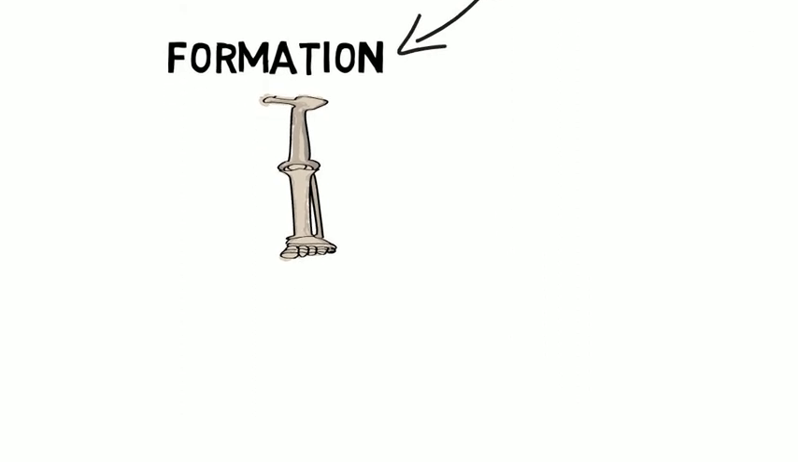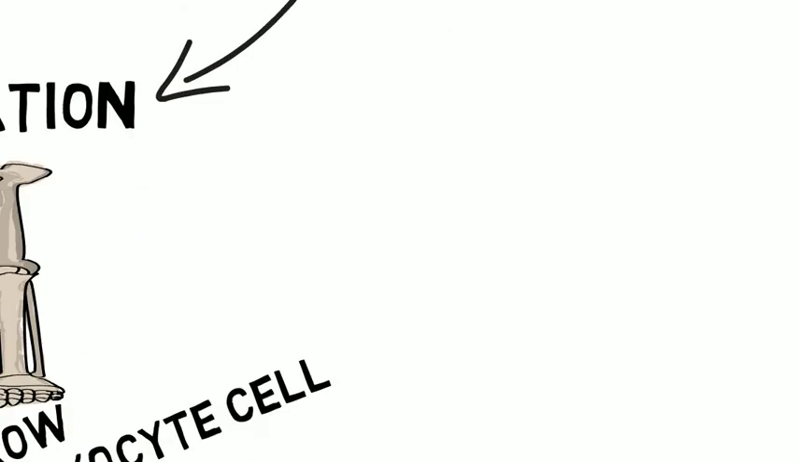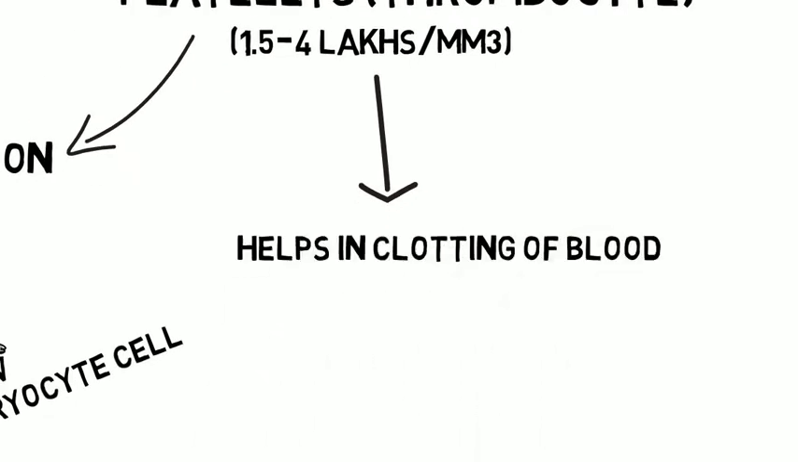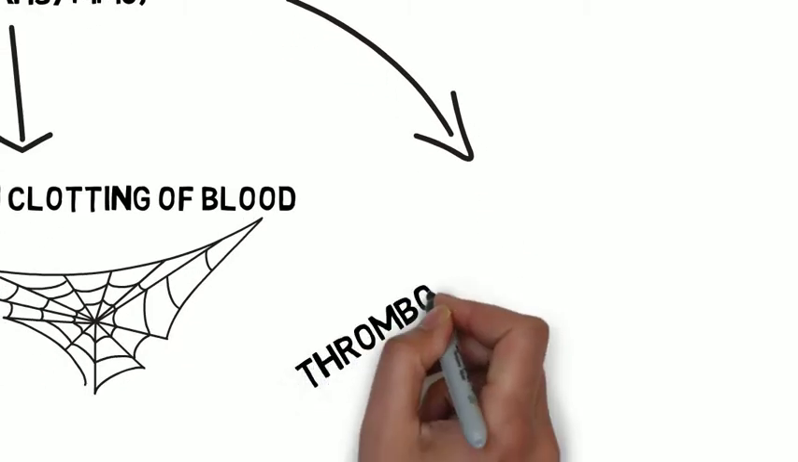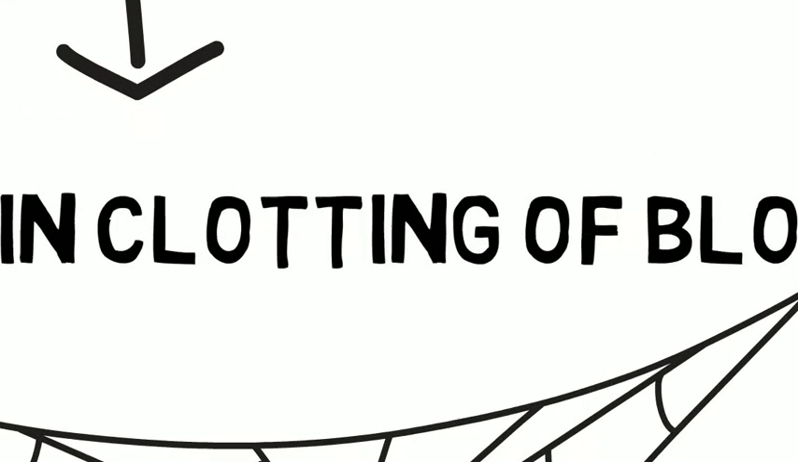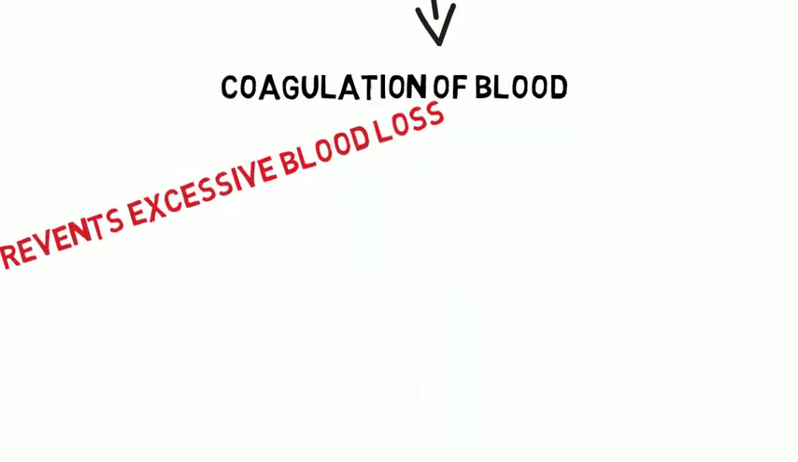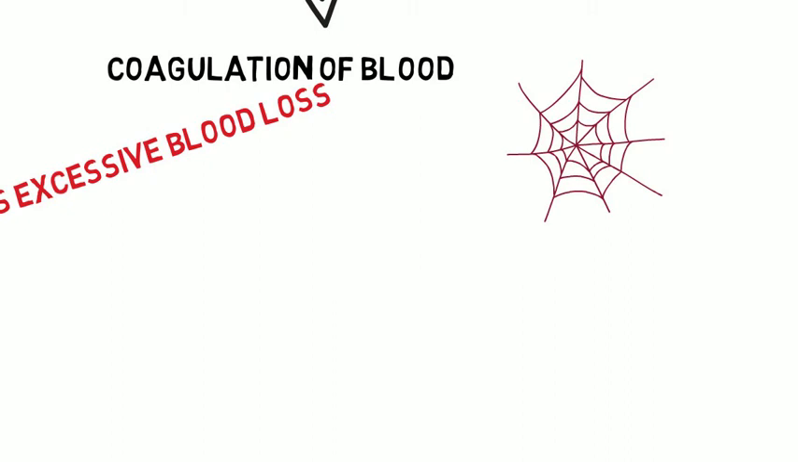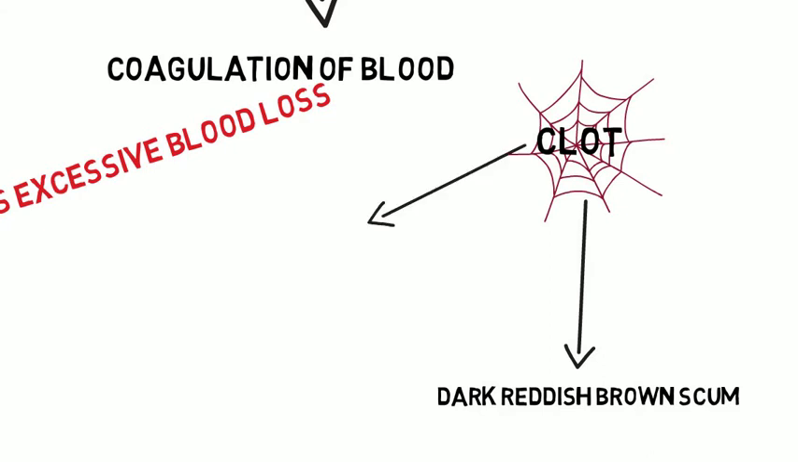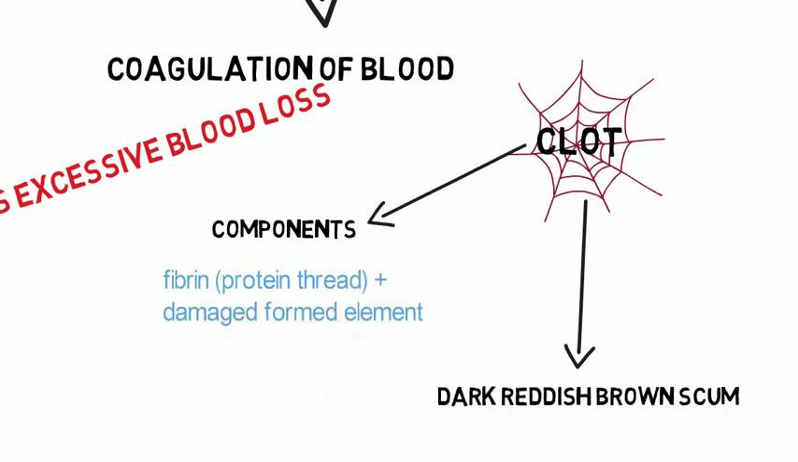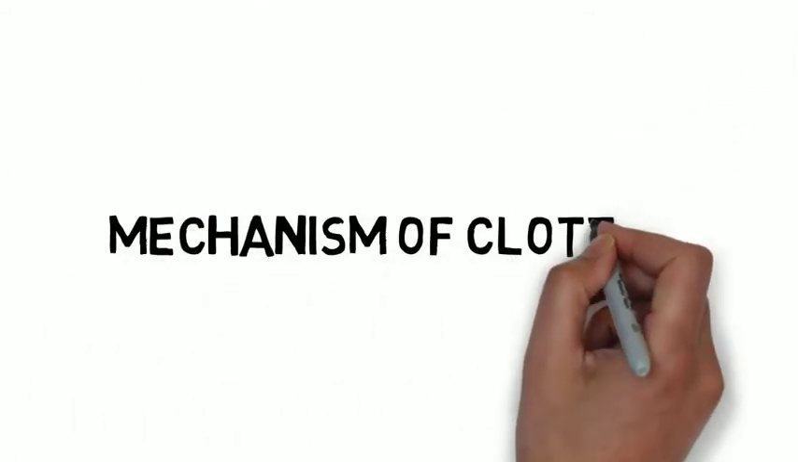Platelet formation takes place in red bone marrow from megakaryocyte cells. They help in clotting of blood. Now this platelet contains thromboplastin protein. Clotting, which is also known as coagulation of blood, prevents excessive blood loss from the body. This is a complex spider net-like network, also known as a clot, a reddish dark brown scum. Components of clotting are fibrin, which is a protein thread, and damaged formed elements.